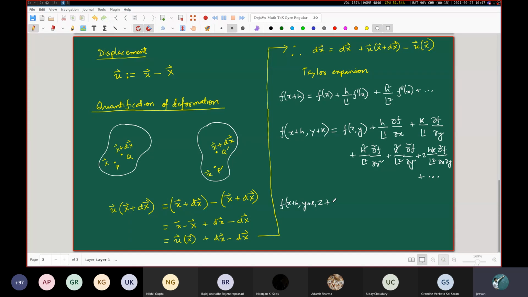Hk, some, let's say m. Okay, so this will be f of x, y, z plus... So I'm going to go only to the linear terms. So h by factorial 1 del f del x plus k by factorial 1 del f del y plus m by factorial 1 del f del z, plus you will have all the higher order terms.